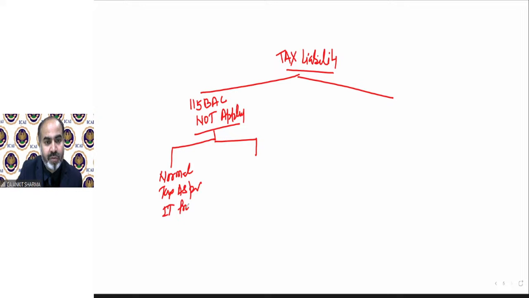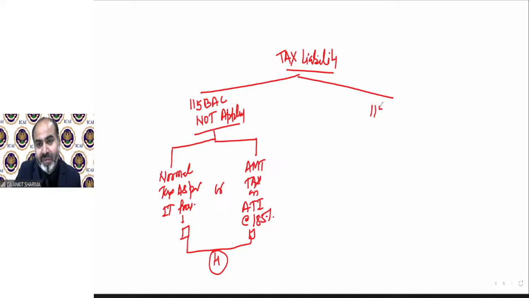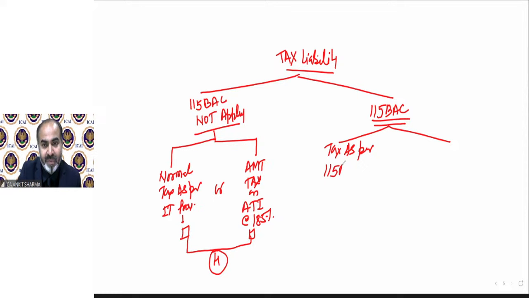and AMT tax on ATI at the rate of 18.5%. Whichever is higher is my income tax liability; the credit system we have discussed. But what will happen when Section 115BAC is there? If 115BAC is applicable to us, then you have to calculate tax as following: tax as per 115BAC provision, or normal tax as per income tax provision, or AMT tax.